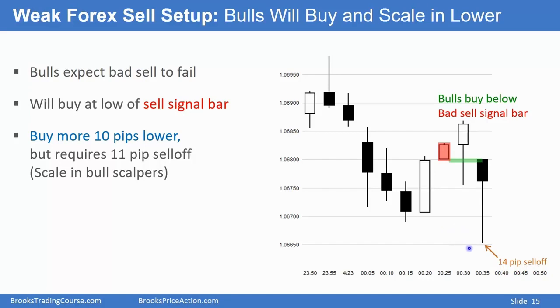Here we got a 14 pip sell-off. Bulls who bought this low, betting on the bad bear flag, buy more 10 pips lower. It fell 14 pips, so they would have been filled. Again, bulls only do this if they're confident that this is a bad bear flag and that it's going to lead to a trading range or even a rally instead of a continued bear trend.